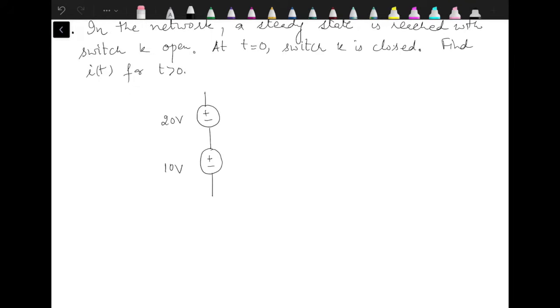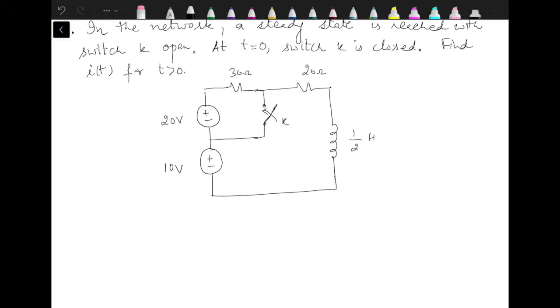We have two voltage sources. Here the resistance is 30 ohm, and a switch K is placed over here, which is closed at t equal to 0, then 20 ohm, 1 by 2 Henry. This is the current which we need to find out.